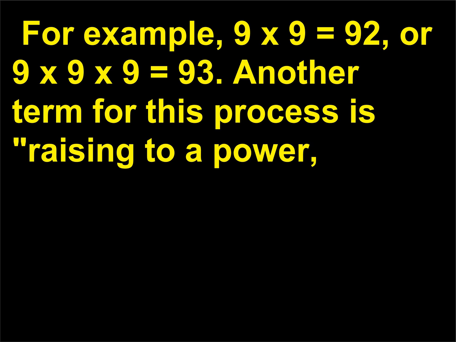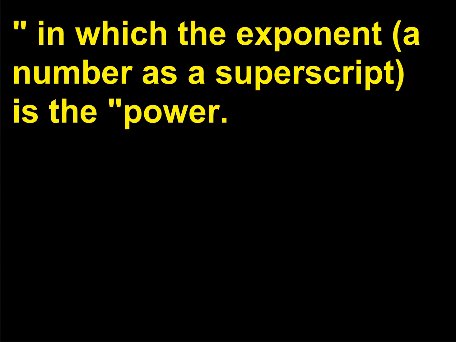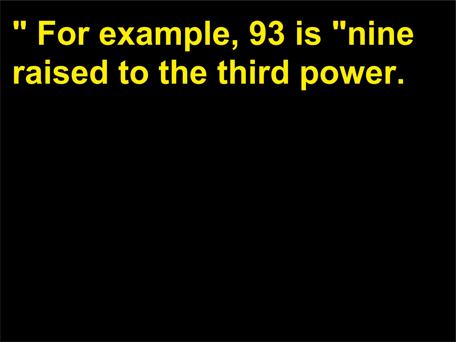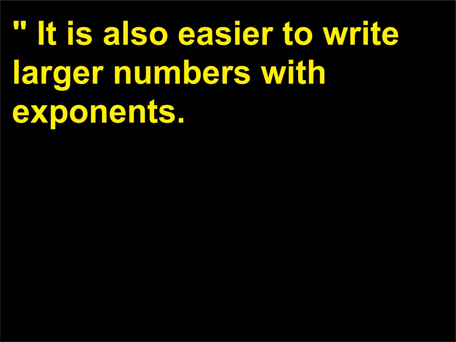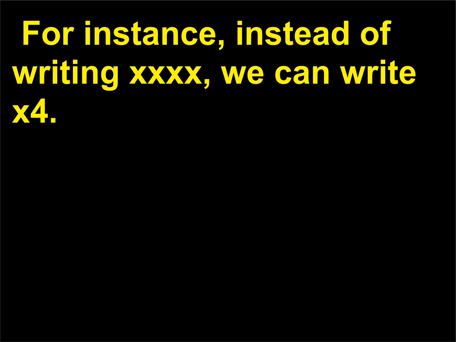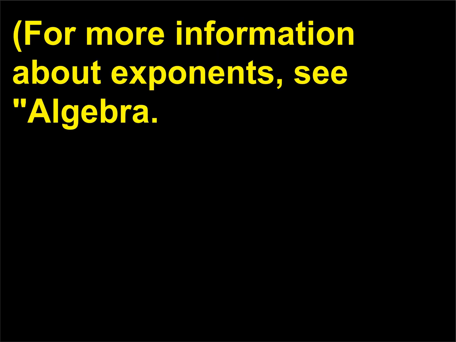Another term for this process is raising to a power, in which the exponent, a number as a superscript, is the power. For example, 9^3 is 9 raised to the third power. It is also easier to write larger numbers with exponents. For instance, instead of writing xxxx, we can write x^4. For more information about exponents, see algebra.